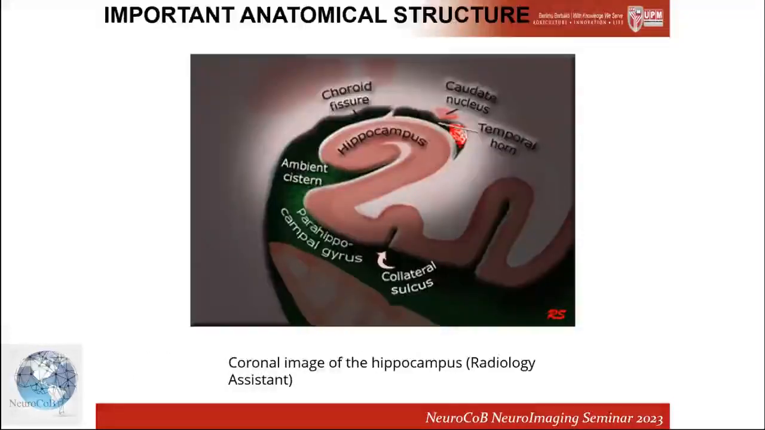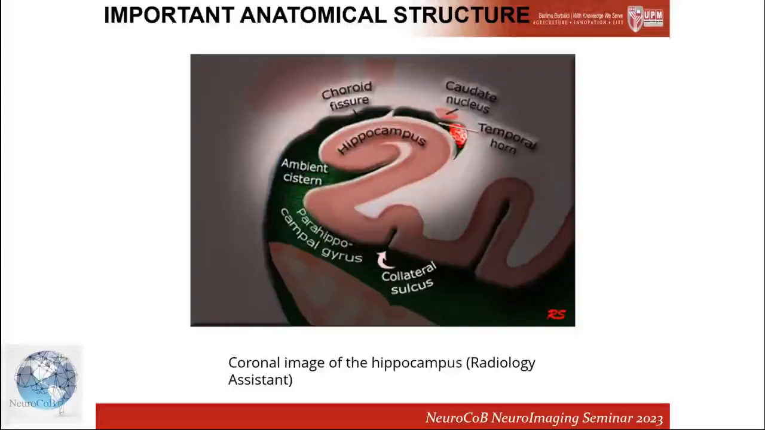So this is an important anatomical structure that we always assess in the neurodegenerative disease. Okay. So this is the hippocampus. Okay. We will measure that later on. I will touch a bit on the scoring of the measurements. The hippocampal height, okay, and volume is important.